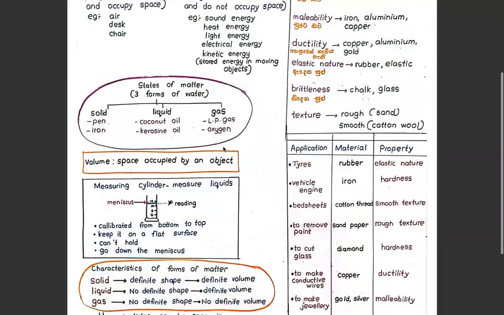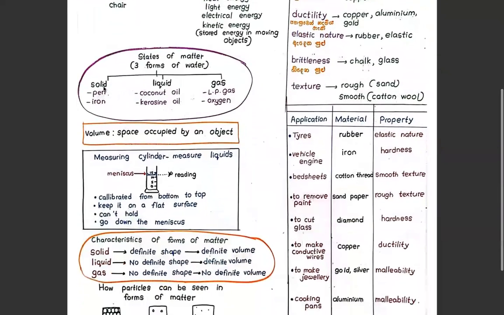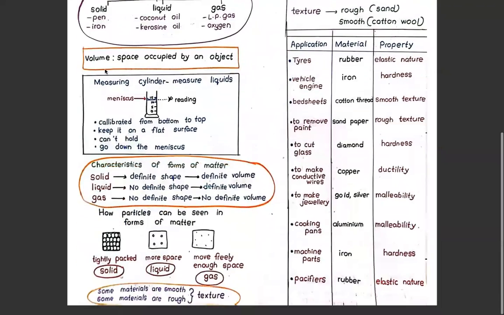Then states of matter. You know the states of matter. There are three forms: solid, liquid, and gas. So what are the things which are in solid state? Pen and iron. What are the liquids? Coconut oil, kerosene oil. What are the gases? LP gas, oxygen.